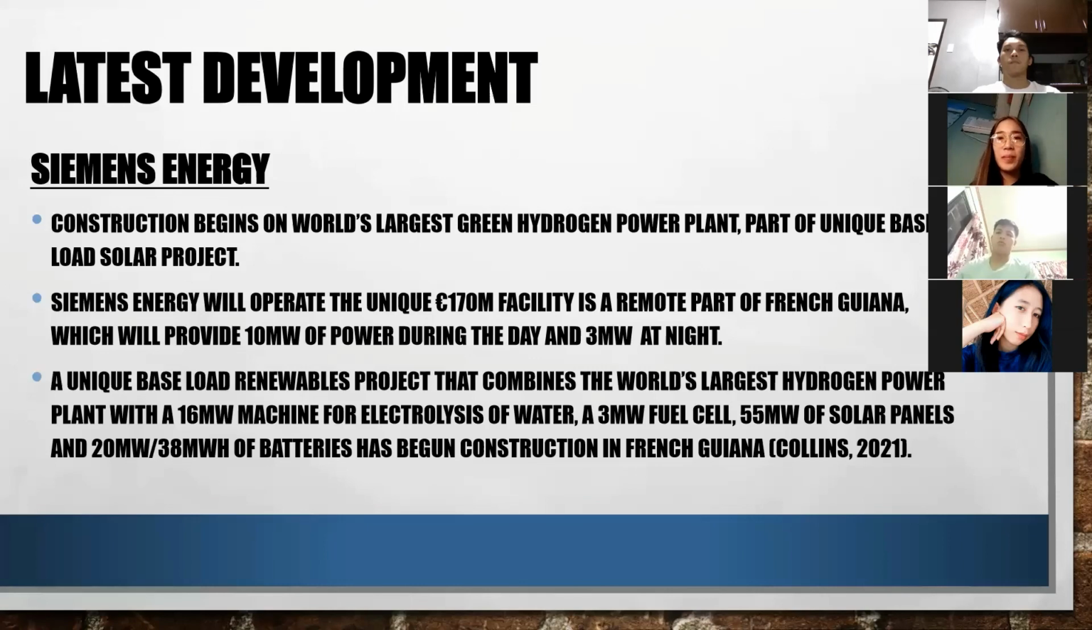So itong Siemens Energy naman, yung construction niya is sinimulan itong project na ito as one of the largest green hydrogen power plants. So itong Siemens Energy na ito is kayang mag-provide ng 10 megawatts of power kapag araw. And then 3 megawatts of power naman siya sa gabi. So ito yung difference naman nila ni Siemens Energy. Next.